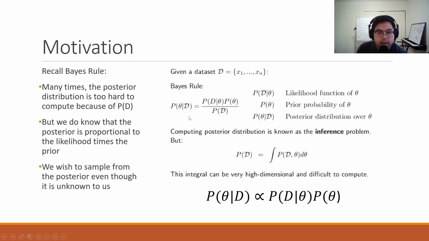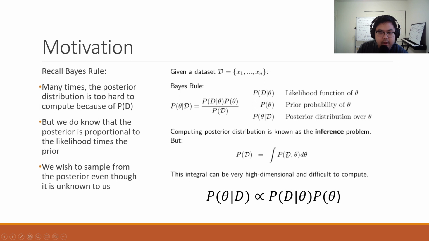So we know in Bayesian statistics, many times we know the likelihood and we know the prior. But many times we don't know what this P of D is, which is the probability of the data. And it's very hard to compute this because this is the integral for it. And many times we can't compute it.